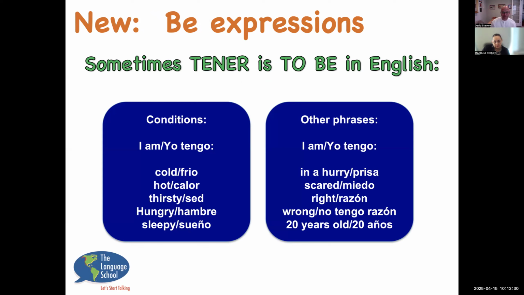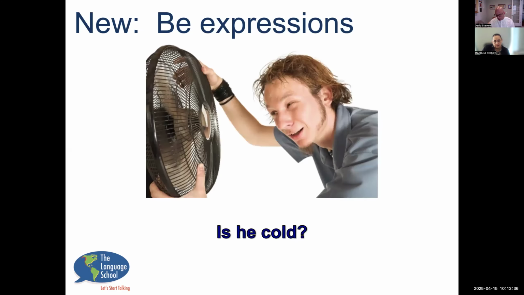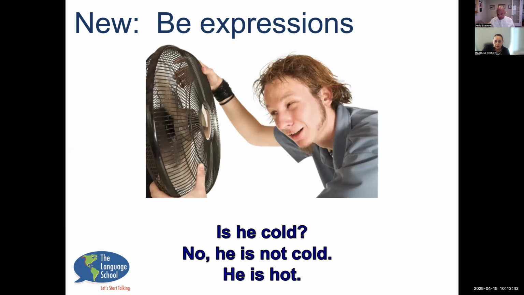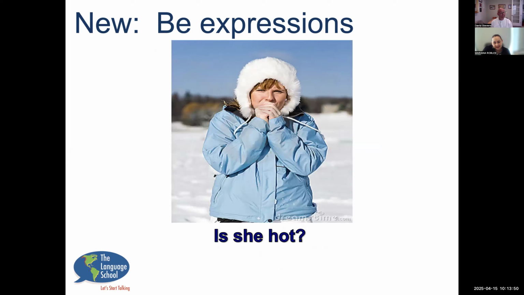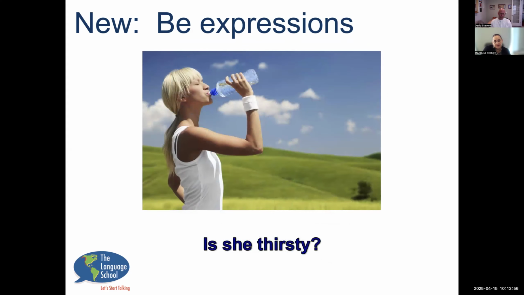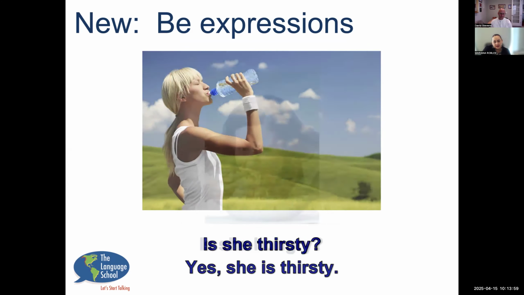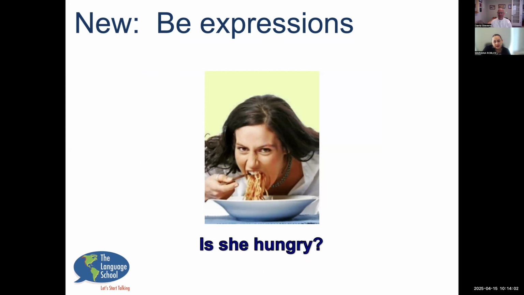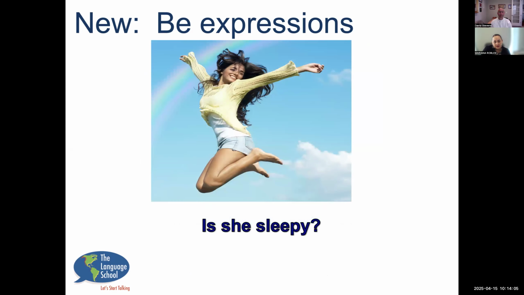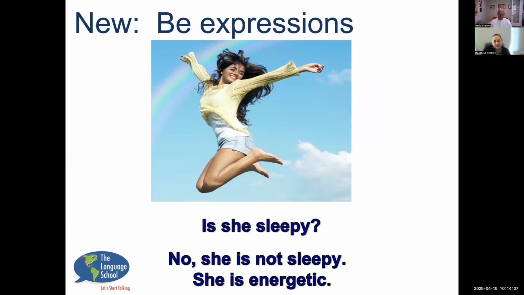Now, you should know these be expressions where in Spanish you would use the verb tener, which is like saying to have, but in English we have to use the verb be, okay? For example, is he cold? Yes, he is cold. No, he is not cold. He is hot. Is she hot? No, she is not hot. She is cold. Is she thirsty? Yes, she is thirsty. Is she hungry? Yes, she is hungry. Is she sleepy? No, she is not sleepy. She is energetic.